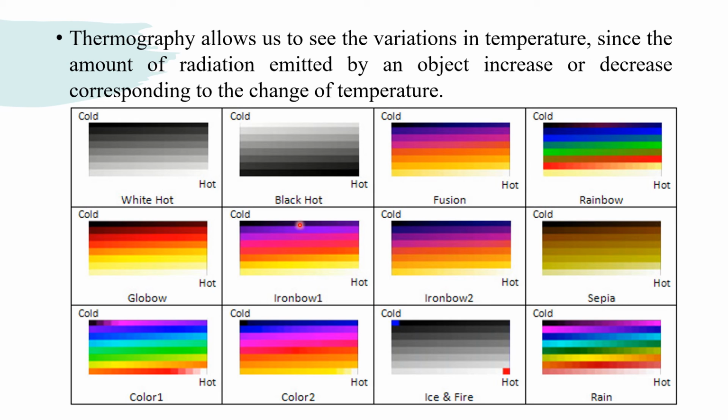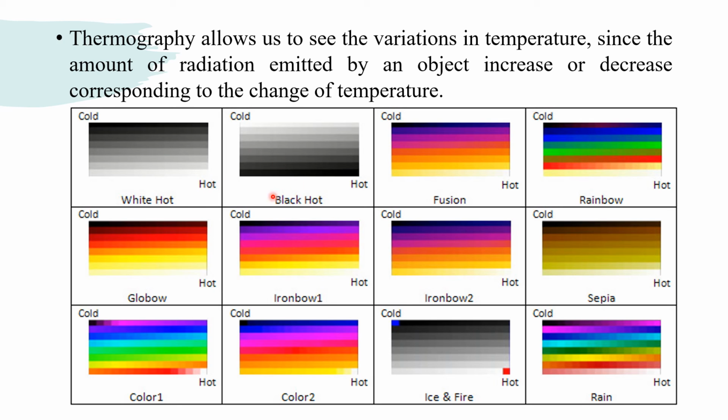Here is a variation of the color code. This is white hot, this is black hot, this is fusion, this is the rainbow color, this is the globo, iron bow 1, this is iron bow 2, this is the sepia. This is color 1, color 2, and this was the ice and fire, and this is the rain. Here for the black hot, this black portion is cold and this white dot is hot.